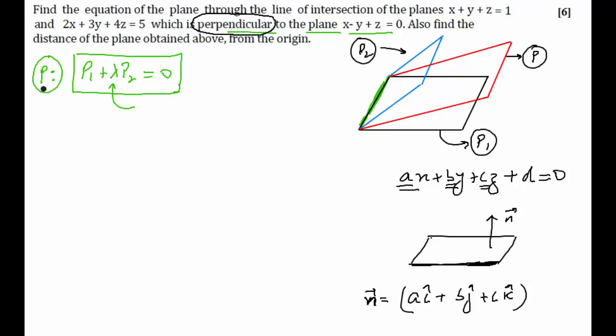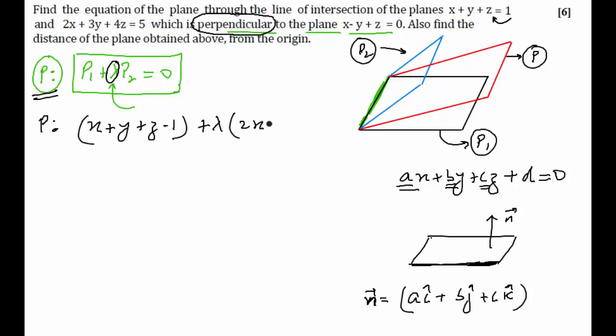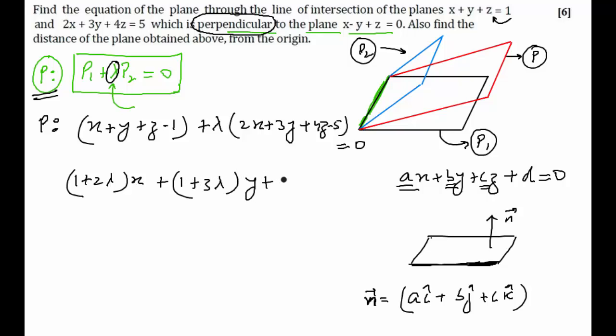Okay, so first of all, let us try to write the equation of P in terms of lambda itself, right? We will get x plus y plus z minus 1, the left hand side portion of P1, we need to take everything on the left hand side, plus lambda times 2x plus 3y plus 4z minus 5, and this quantity equal to 0 is our general equation of plane P, right? Let us further simplify this. Let us combine the coefficients of x, y and z. That will give us 1 plus 2 lambda into x plus 1 plus 3 lambda into y plus 1 plus 4 lambda into z plus minus 1 minus 5 lambda equal to 0. This becomes our general equation of plane P.